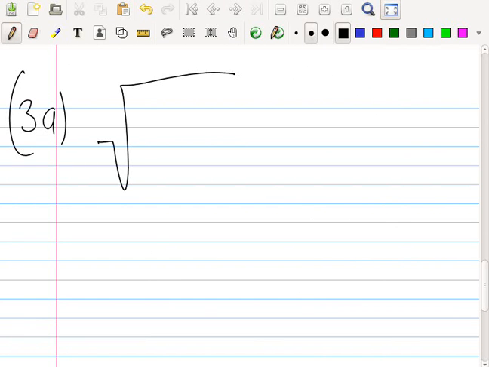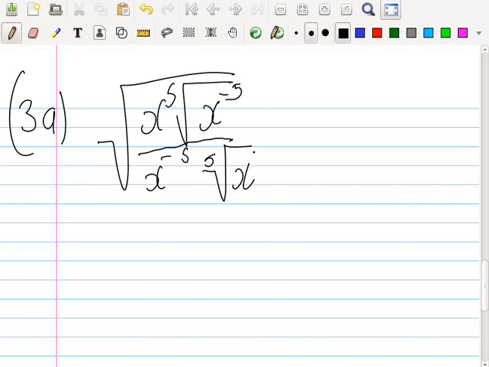Square root x^5, square root x minus 5, all over x minus 5, fifth root x^5. This is 3j. What's wrong? Is this okay? 3j? Yes? Oh. 3j. Now everything is all right with the word.